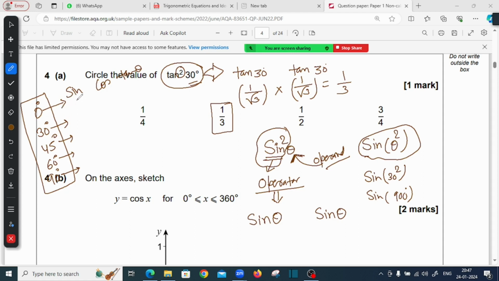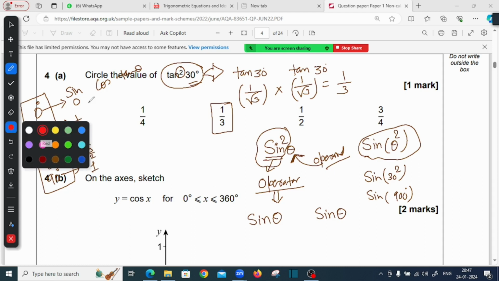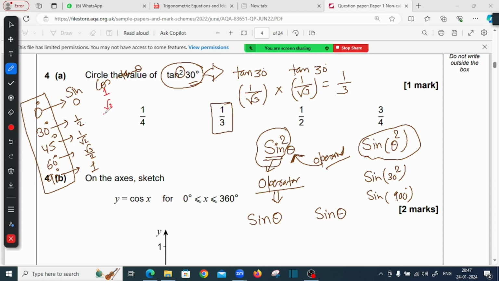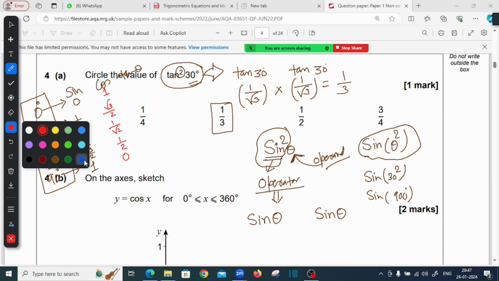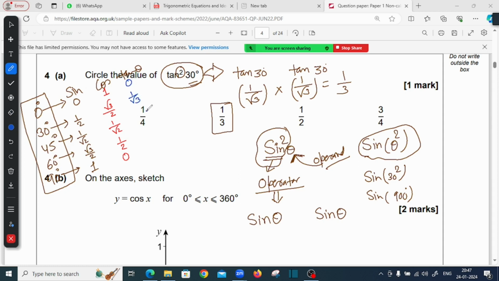For example, sine 0 is 0, sine 30 is 1 by 2, sine 45 is 1 by root 2, sine 60 is root 3 by 2, and sine 90 is 1. Similarly, cos 0 is 1, cos 30 is root 3 by 2, cos 45 is 1 by root 2, cos 60 is 1 by 2, and cos 90 is 0. Tan 0 is 0, tan 30 is 1 by root 3, tan 45 is 1, tan 60 is root 3, and tan 90 is undefined, or you can say infinity.